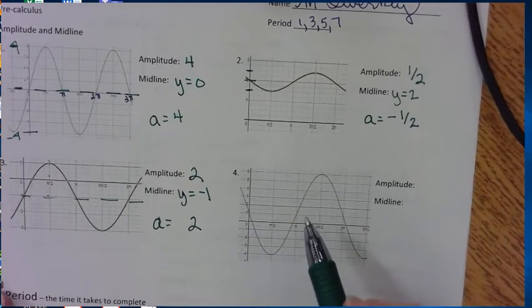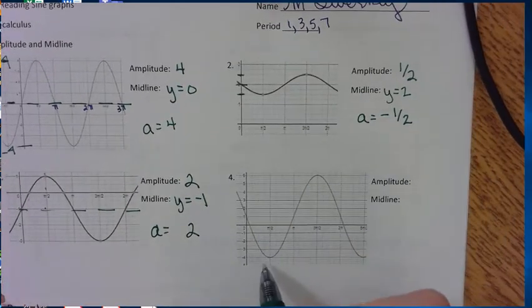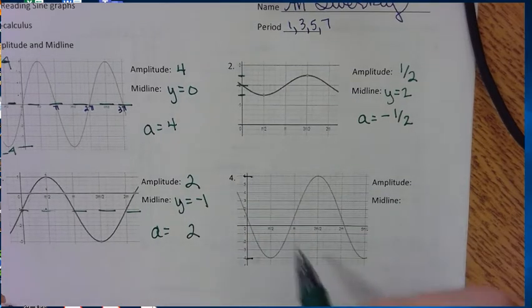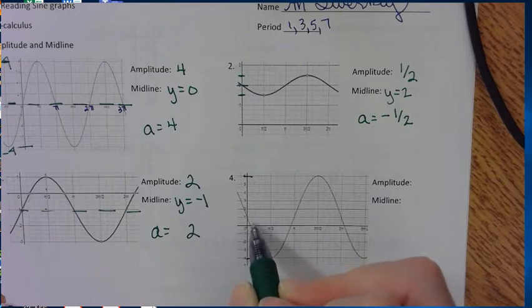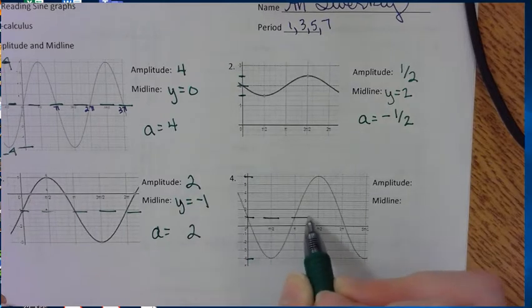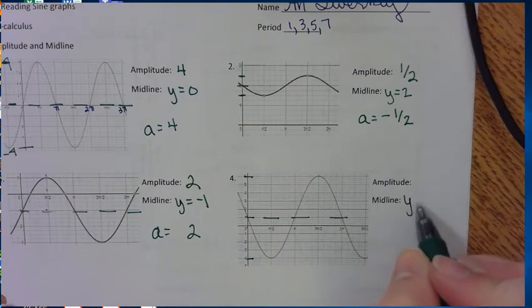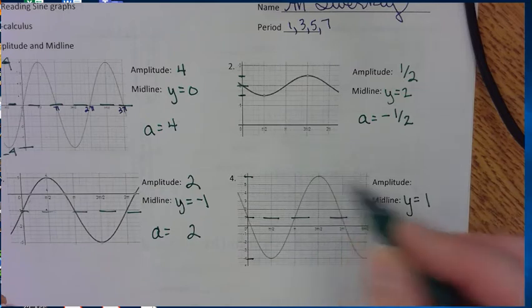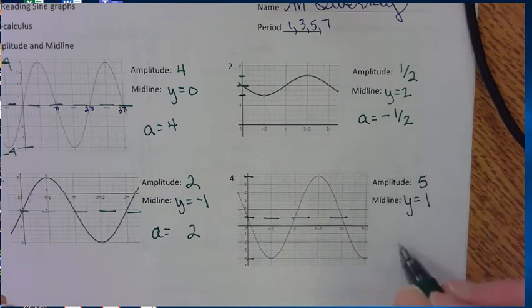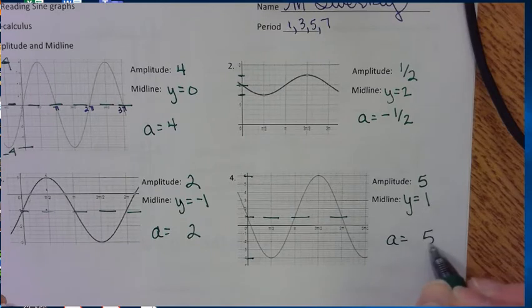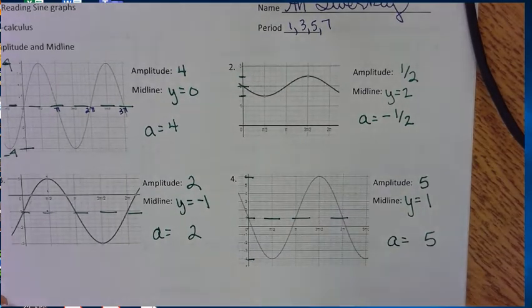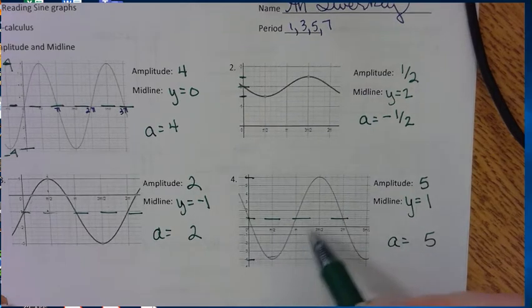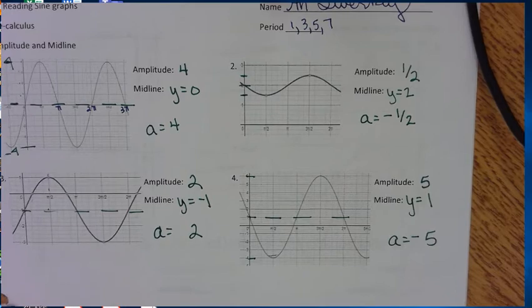All right, so let's look at this last one. On the last one, if we find the middle, the bottom's at -4, the top is at 6. So the middle is not hitting at 0, it's actually hitting right here at 1. The midline is y equals 1. The amplitude, it maxes out at 6, so that would be 5. So A is either going to be +5 or -5. If you look at this, it starts out going down from the midline. It looks like it's a -5.